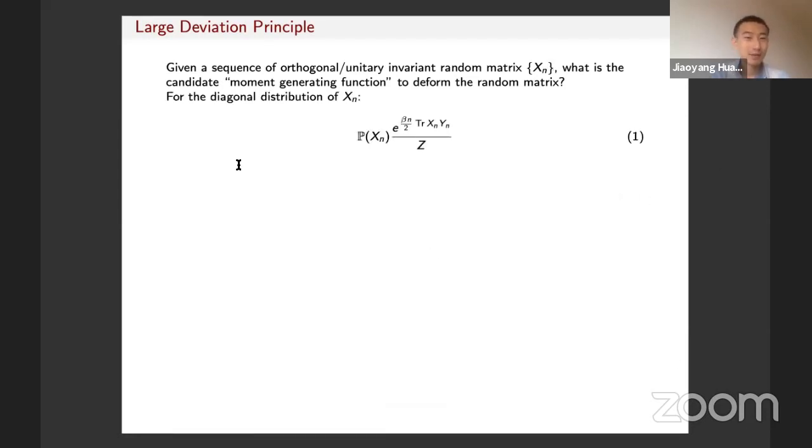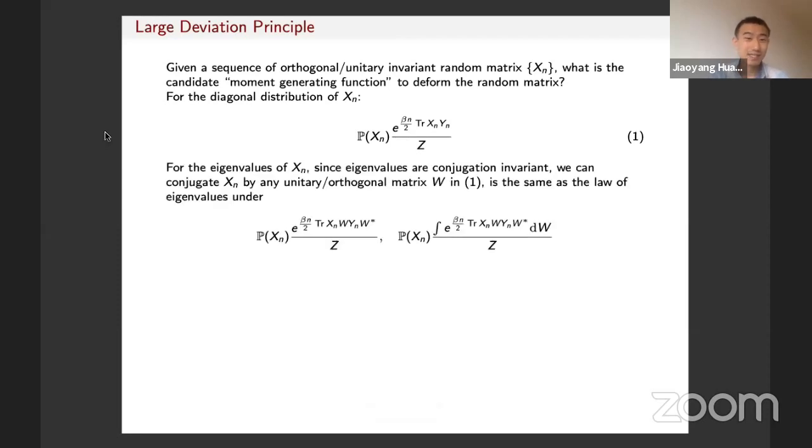If we want to study the diagonal distribution of Xn, we can simply tilt it by e to the beta n over 2 times the trace of Xn Yn. Here we use the same convention: beta equals 2 when Xn is complex Hermitian, and beta equals 1 when Xn is real symmetric. And this trace of Xn Yn is just an analog of the inner product of theta and Sn in the last slides. And then we need to normalize it to make this a probability measure.